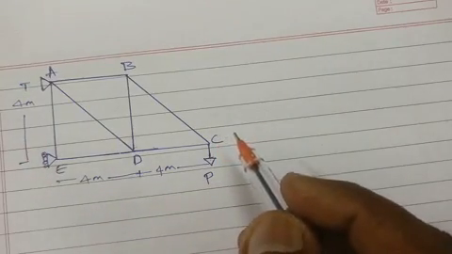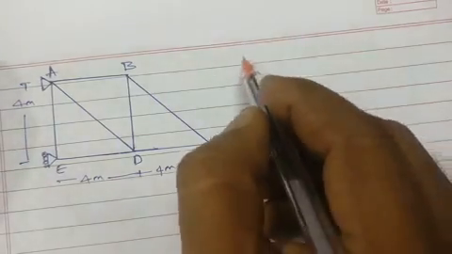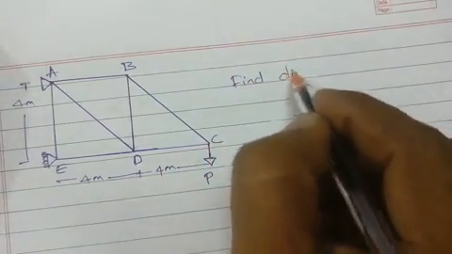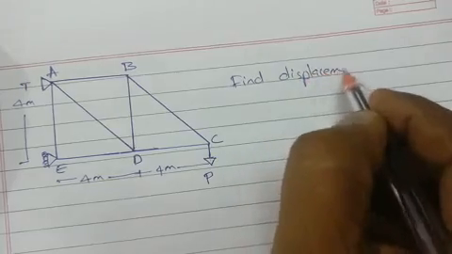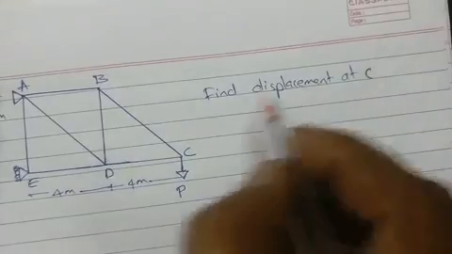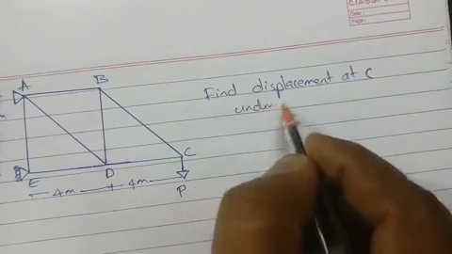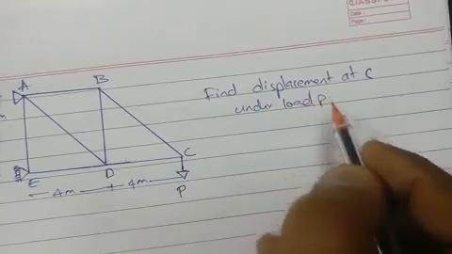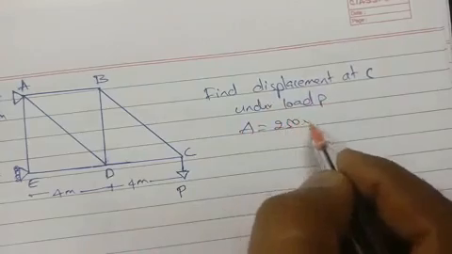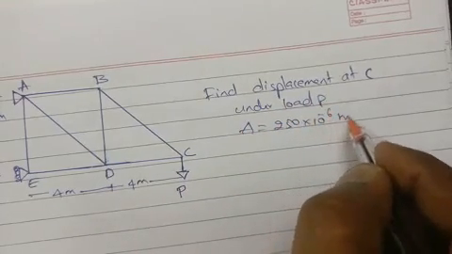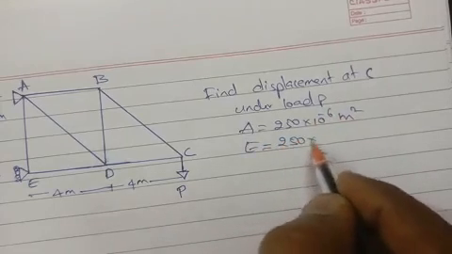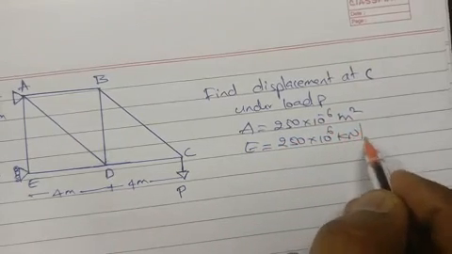Now find the displacement at C under load P. Given area is 250 into 10 to the power of minus 6 meters square, and Young's modulus also 250 into 10 to the power of 6 kilonewton per meter square.